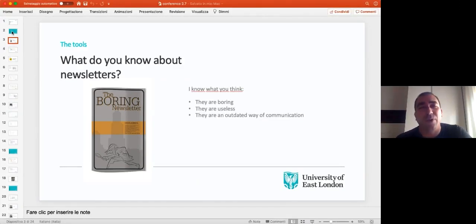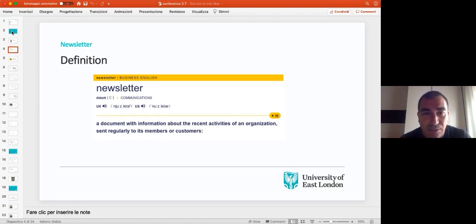I tend not to agree with you. Newsletters are a great tool. The problem is everybody can send a newsletter, so we are overwhelmed by bad newsletters. People usually think that a newsletter is an email, so they are sending newsletters as they are sending email. But the newsletter is a really, really powerful tool. But let's start with the definition.